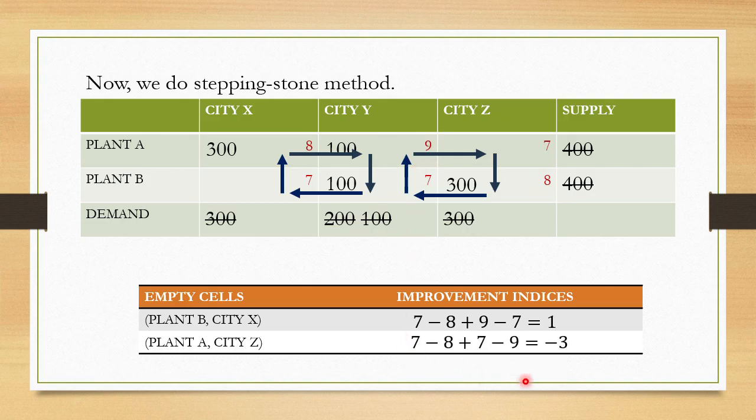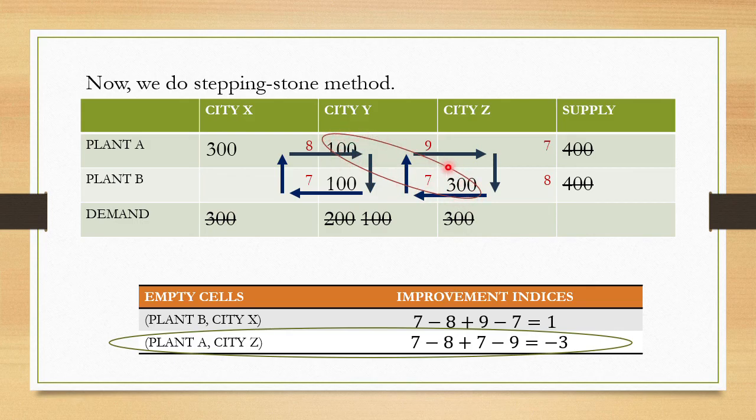Now, because we have a negative improvement index, this means that the transportation cost of $6,400 can still be lowered. So we choose the most negative improvement index. In this computation of the negative 3 improvement index, the negative signs are with negative 8 and negative 9. This corresponds to the cells right here, 100 and 300. So let's put these numbers inside the oval, as this signifies that this is where we will move boxes of toys.